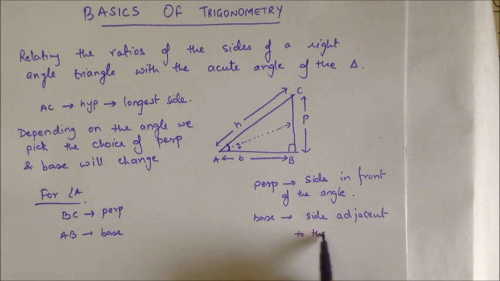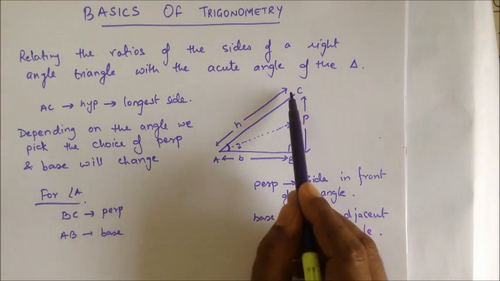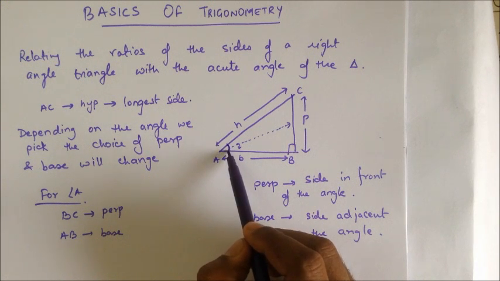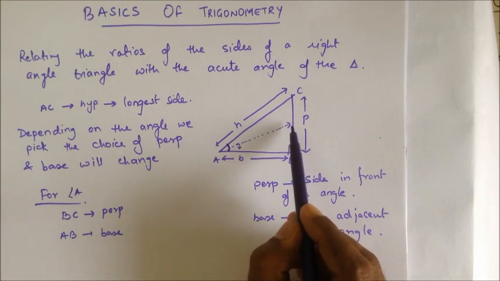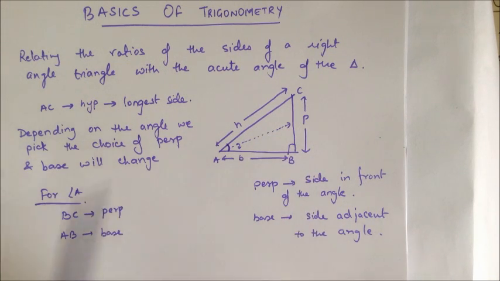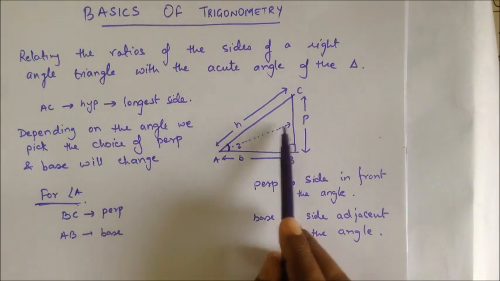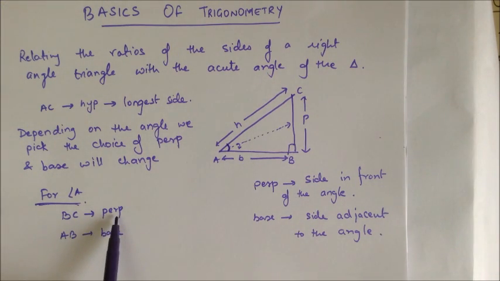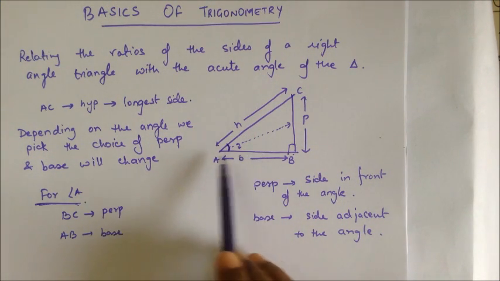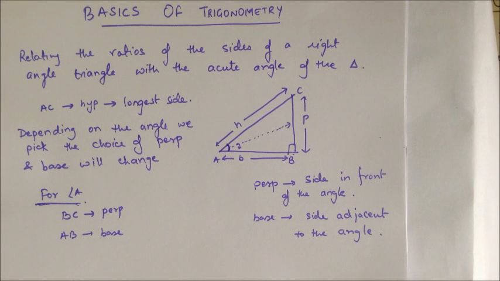to the angle. So we see here that hypotenuse is the longest side, which is opposite angle 90. Depending on the angle that we pick, the side in front of it becomes the perpendicular. The side adjacent to it becomes the base. So here we have chosen angle A. For angle A, the side in front of it was BC, therefore BC became the perpendicular, and the side adjacent to it was AB, and hence it became the base. Now this would change if we change the angle.